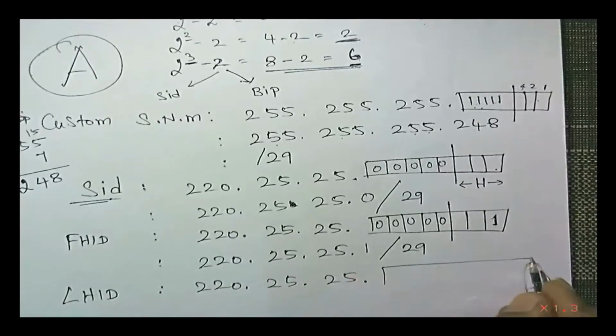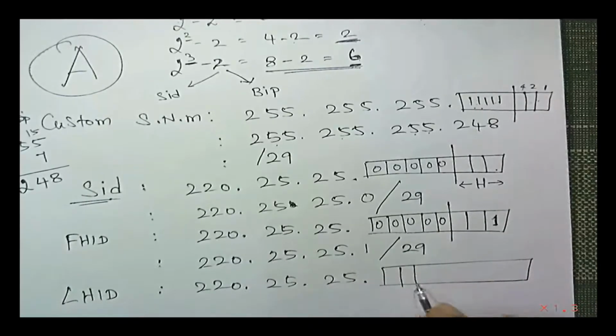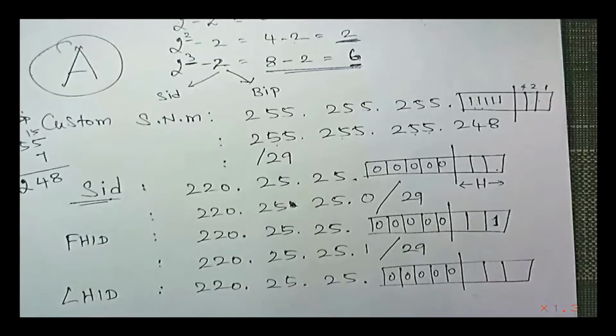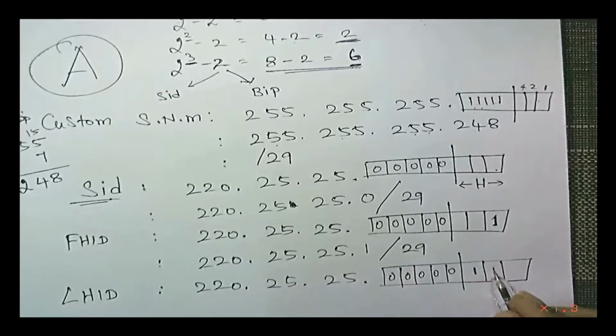220.25.25. So in the last octet, 1, 2, 3, 4, 5 bits available. So this should be 0. You cannot change this because this is the network ID, subnet ID. So there are 3 bits available here. So what is the formula? You have to make everything 1 except the last bit 0 in the host. So this is going to be your host part.